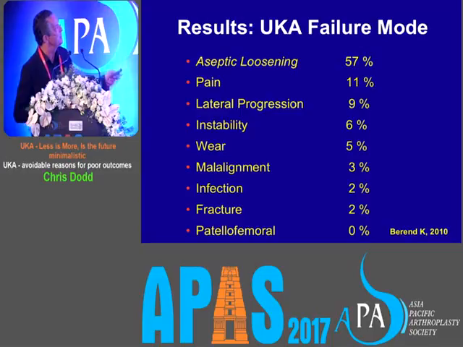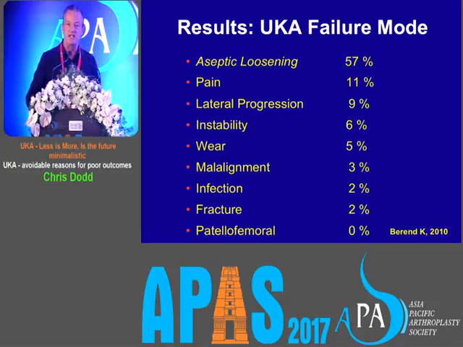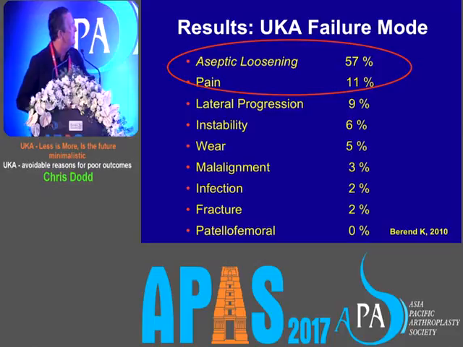So what about the results? Well, if you look at the results, this is Keith Berend. Most of the failures in unis are due to loosening on the tibia or pain on the tibia. So 2/3 of failures in unis will be tibial related. So you need to have an algorithm to deal with the tibia.